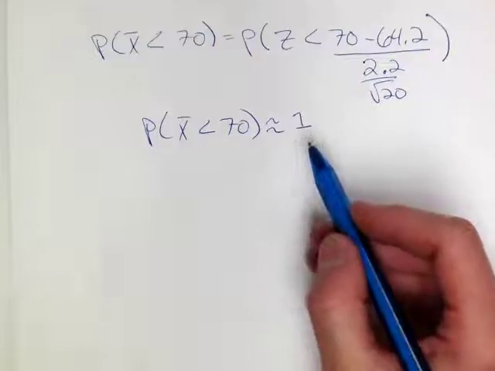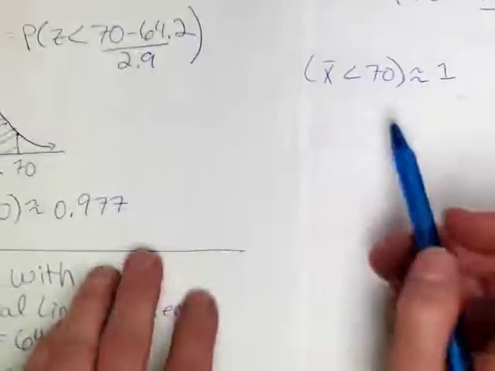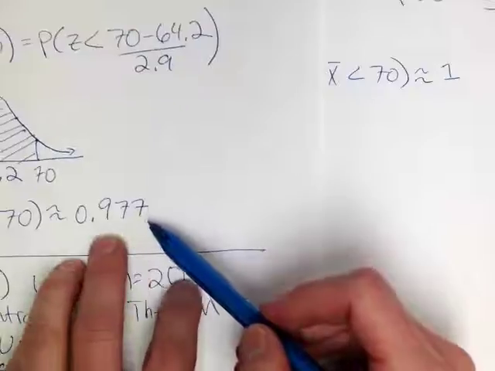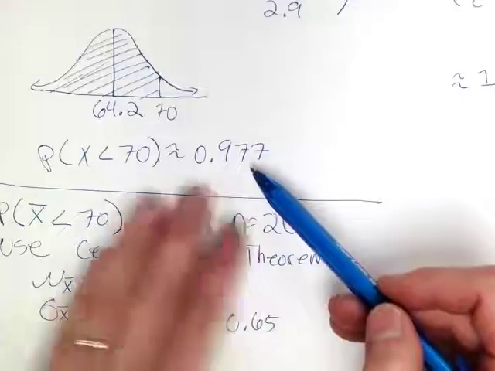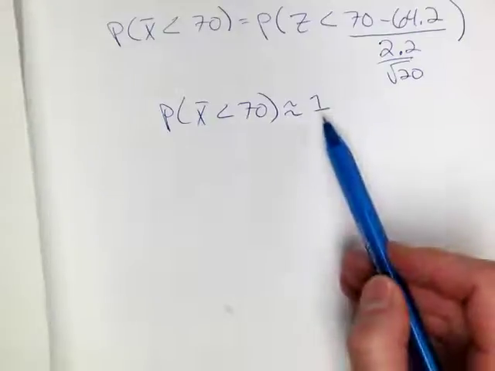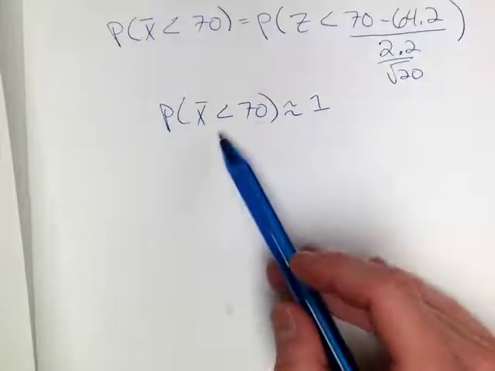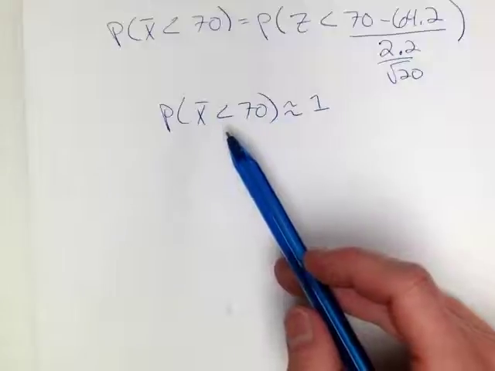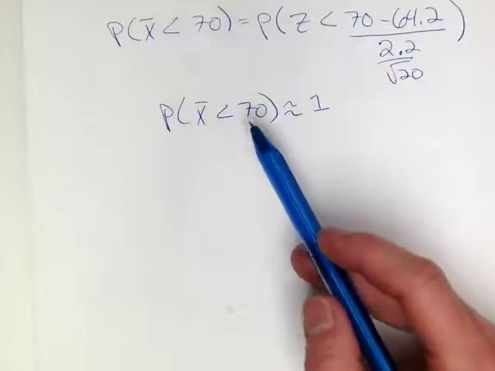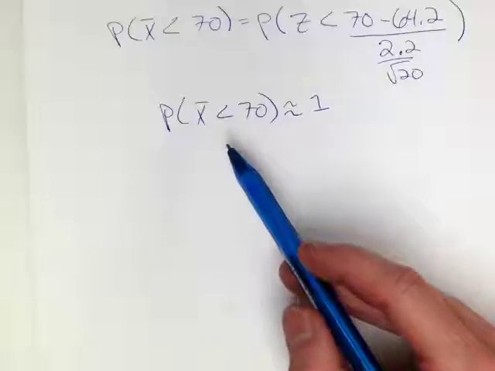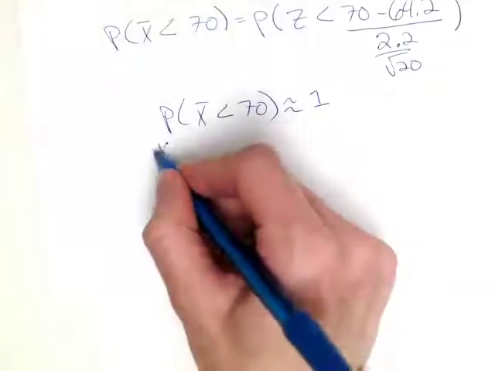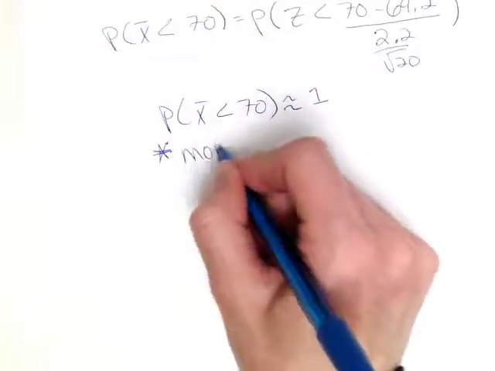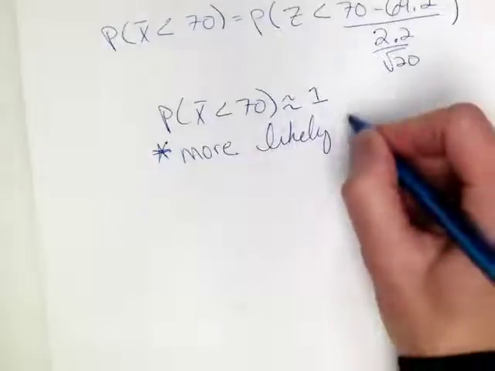So let's compare the probabilities. There's an extremely likely chance we would select a woman who has a height less than, sorry, 70 inches. But the probability is actually a little bit greater to select a group of 20 women with a mean height less than 70 inches. So this right here is more likely to occur.